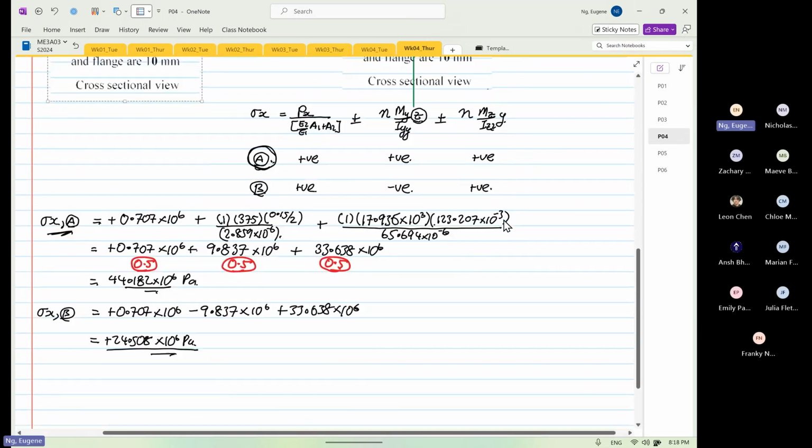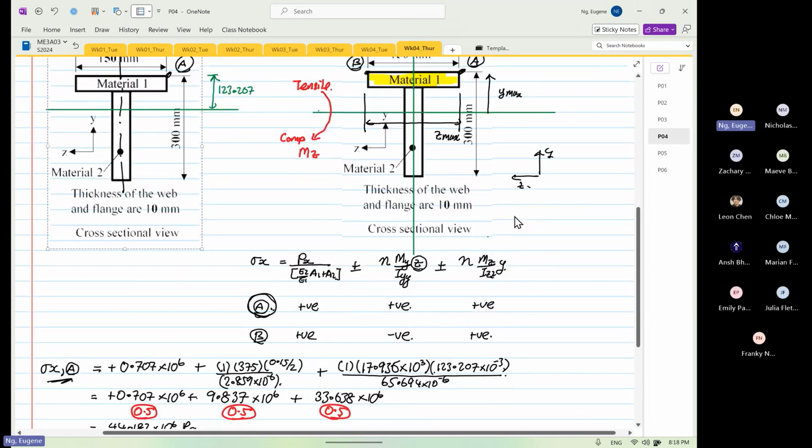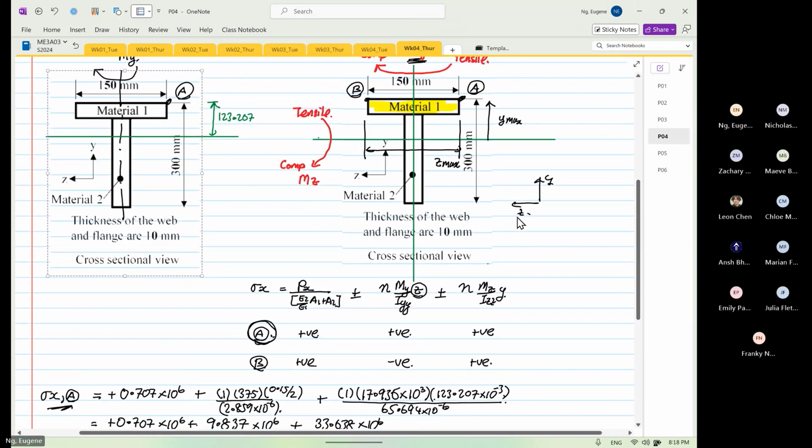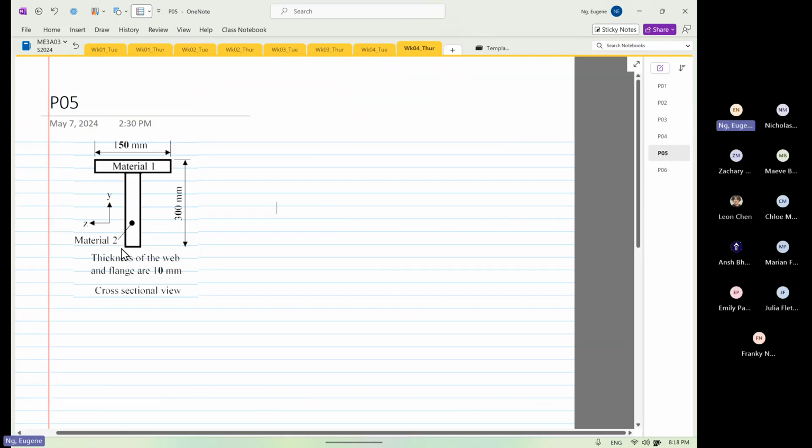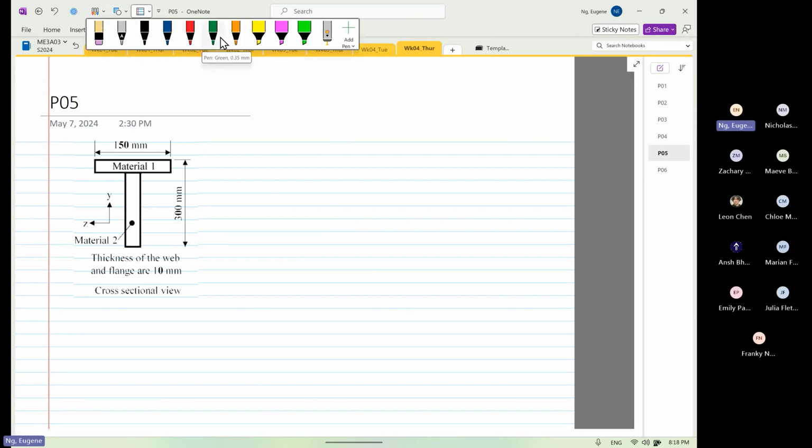And before I go on, for brass, I did not consider point C over here and point D because the Y distance is not the maximum, right? The Y is smaller than Y max. So don't waste your time considering point C and point D. Okay, you consider the extremes. Now, if we look at steel, that's where we have to be careful.